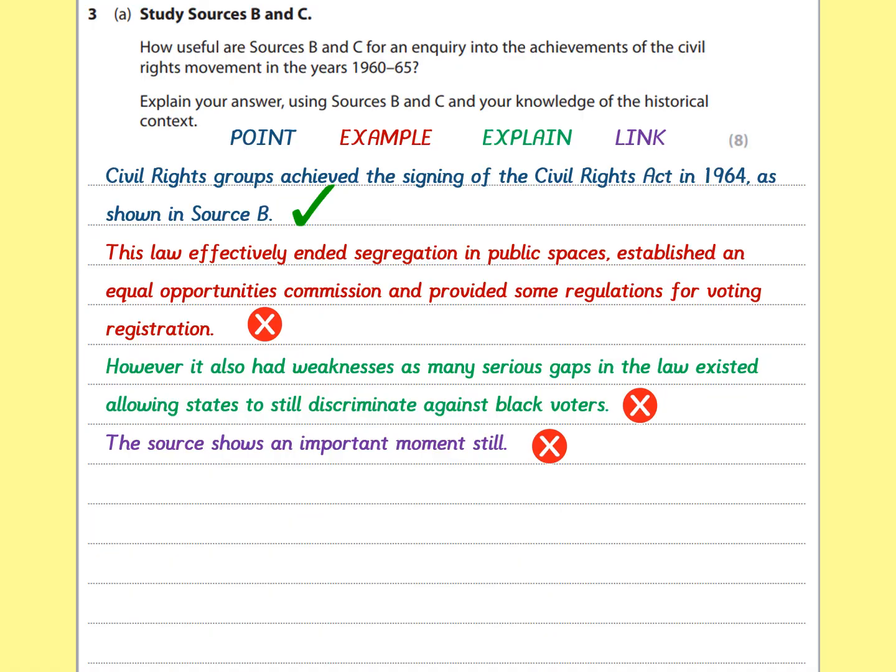And here, you're not just meant to be giving your knowledge of this particular topic, you're meant to be using the sources and relating them to their usefulness. So make sure that you focus on the question and you don't make a mistake like this. Nothing here is inaccurate, but it's not addressing the question.